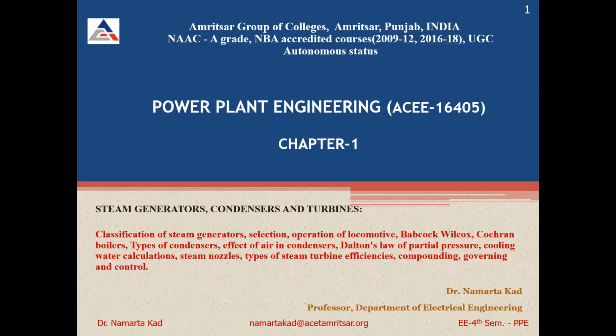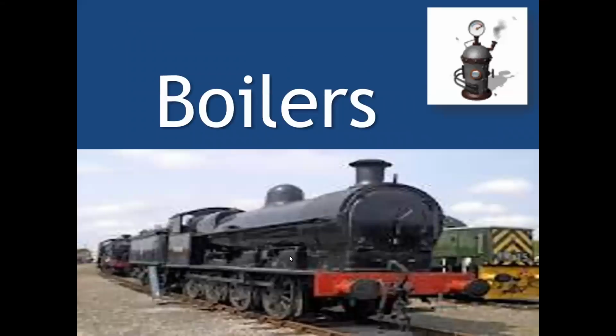So hello students, let's start with our first chapter, and the various contents under this chapter are: firstly the topic is steam generators, condensers and turbines, and the various contents which we are going to study here are the classification of steam generators, then selection, then operation of locomotive, Babcock, Wilcox, Cochrane boilers, then types of condensers, then effect of air in condensers, then Dalton's law of partial pressure, cooling water calculations, steam nozzles, types of steam turbine efficiencies, compounding, governing, and control. Okay, so let's start with the boilers.